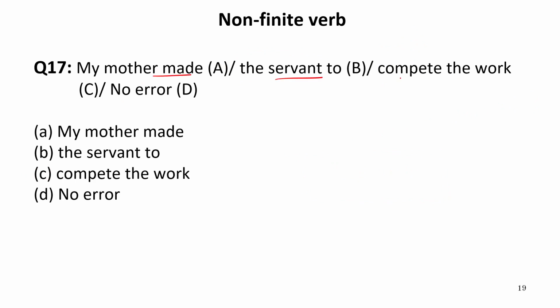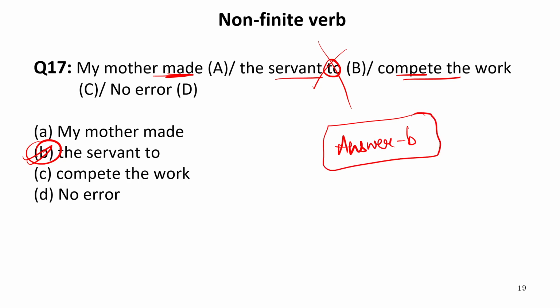My mother made the servant to complete the work. Now this is the same sentence as we did before as well. Whenever we have the word made, we use the first form of verb and we do not use this to, we use bare infinitives. That is infinitive or the first form without to. Therefore, the error is in part B. So our answer is B. Now let us move to the next one.